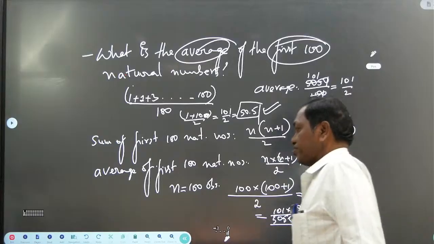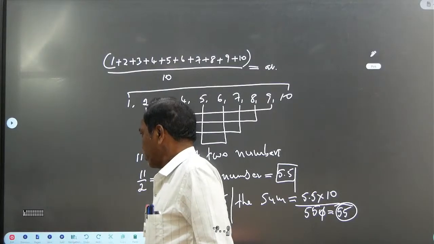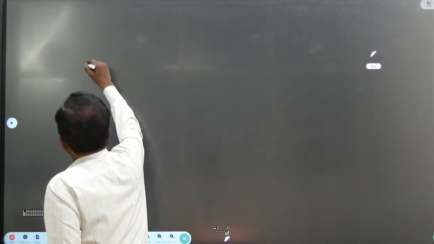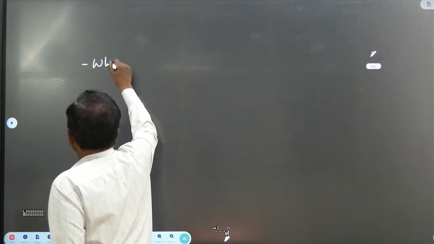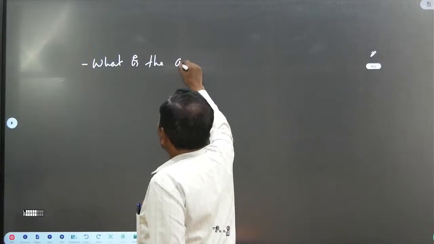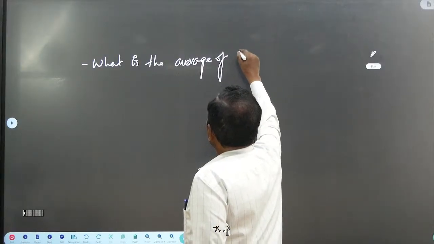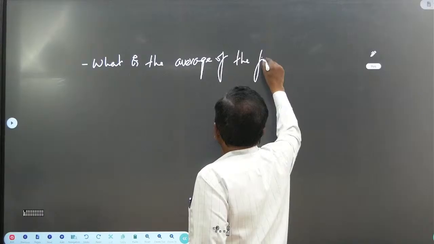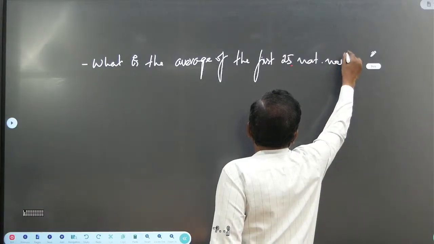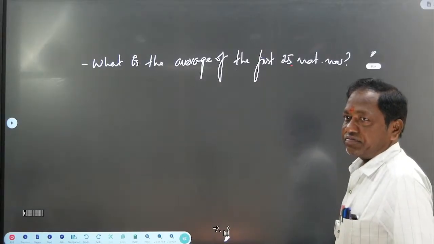Okay, and now we can see: what is the average of the first 25 natural numbers? What is the average of the first 25 natural numbers?